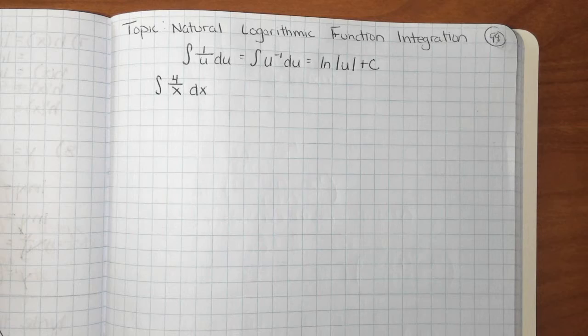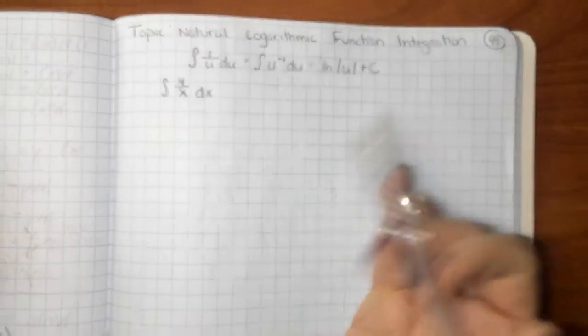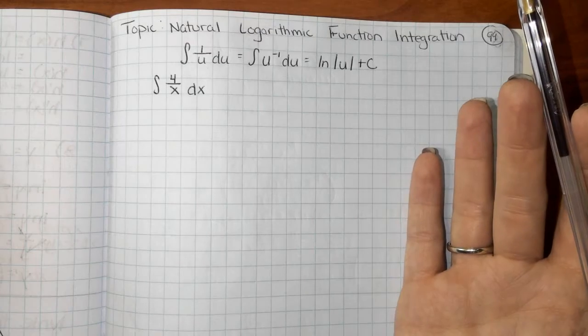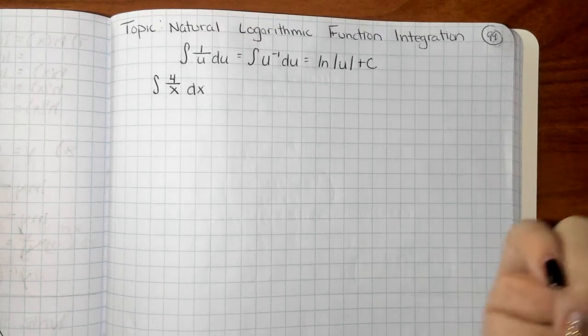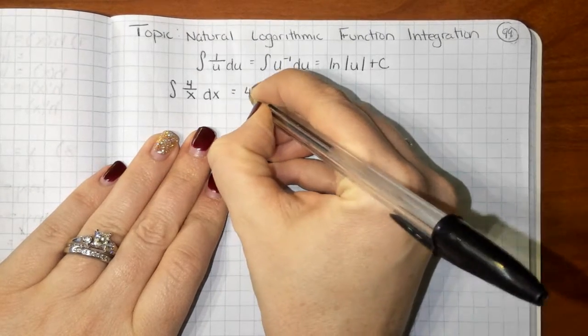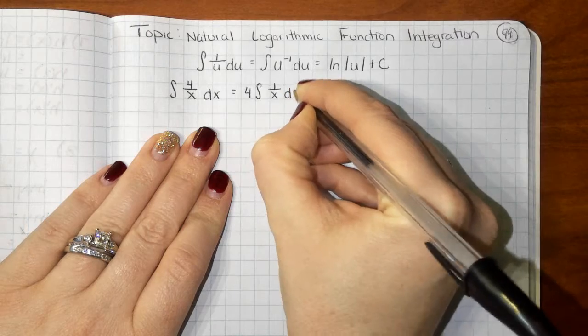We have to start understanding that if I have something to a -1 power and I add 1, that would give me 0, therefore it wouldn't exist. But we know this not to be true. So what I'm going to do is rewrite this. I'm going to say it's 4 times the integral of 1 over x dx.